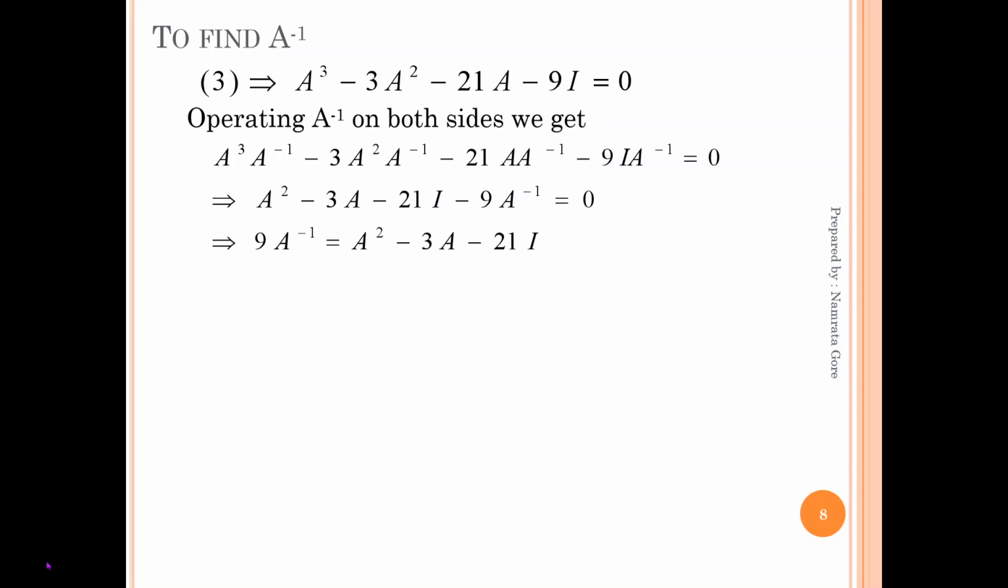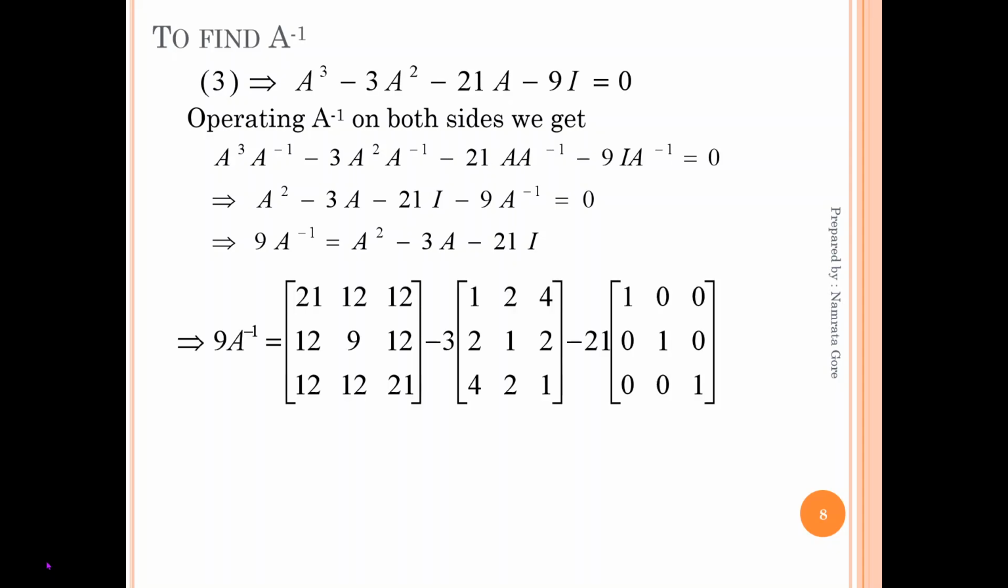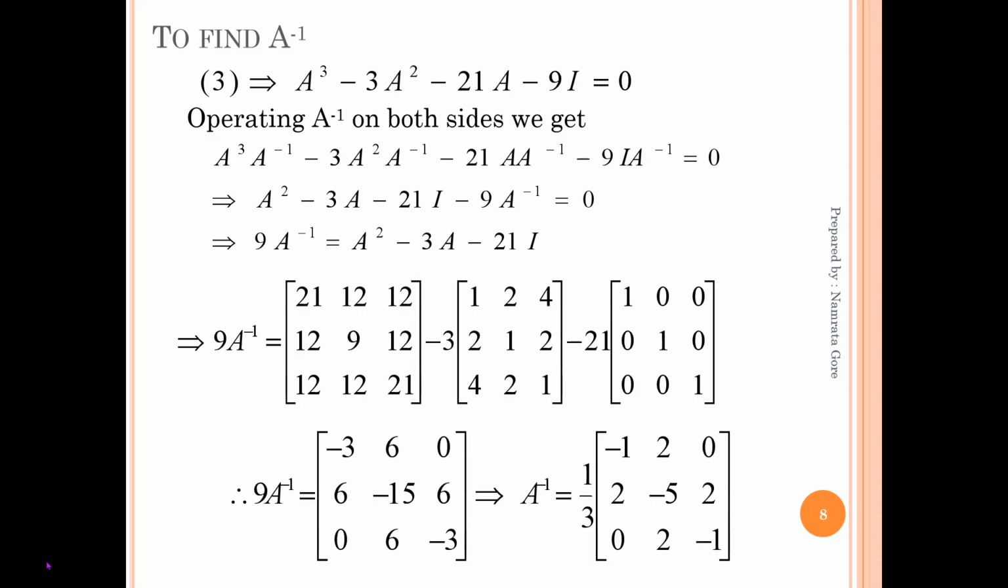So keeping A inverse on one side and taking all the remaining elements on the other side, we get this expression. Substituting the values of A square, A and the identity matrix, we find A inverse like this. So we are getting here A inverse equal to 1 by 3 times the matrix minus 1, 2, 0, 2, minus 5, 2, 0, 2, minus 1. So in this way we get A inverse using Cayley-Hamilton theorem.